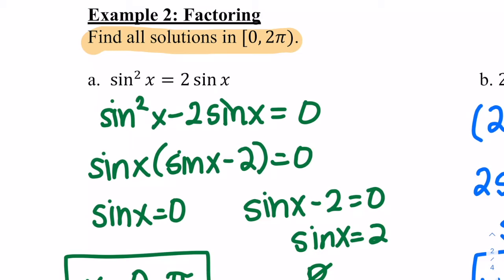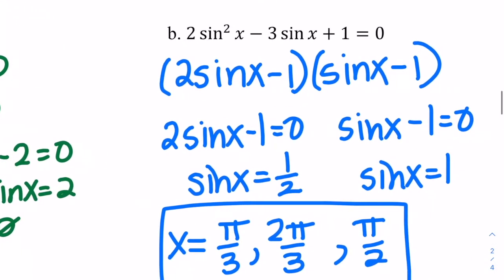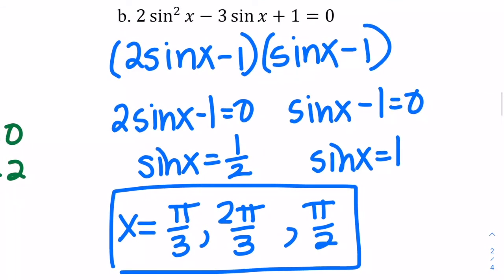And then for sine of x equals 2, well, remember, sine of x does not go above 1. So we will have no solution on that part of the factor, but we still have 2 solutions that work. For the next one, well, we can factor this into 2 sine of x minus 1 times sine of x minus 1. And then we solve sine of x equals 1/2. Well, that will have the rotations pi over 3 and 2 pi over 3. And then sine of x will equal 1 at pi over 2.